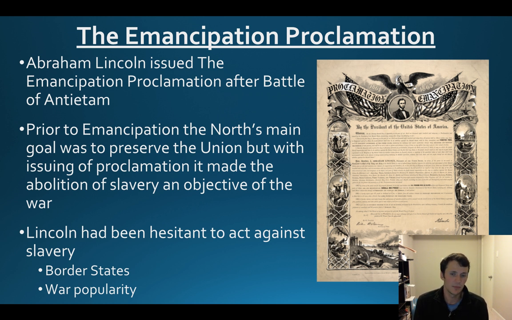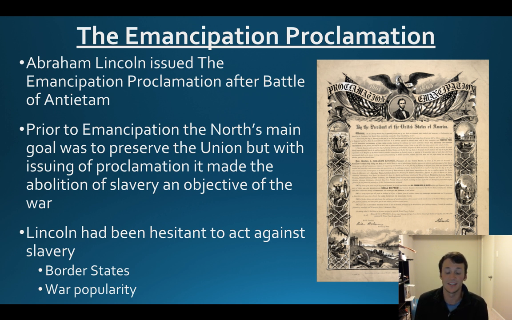Prior to the Emancipation Proclamation, the North's main goal was to actually preserve the Union, but when this is issued, it's going to essentially make abolition of slavery an objective of the war, right? And this is something that Lincoln couldn't have stated early on, right?